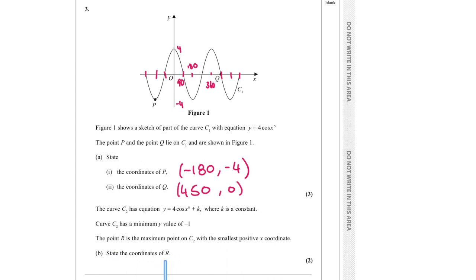Okay, so my maximum with the smallest positive x coordinate. Okay, so this is my only maximum so far here, with the smallest possible x coordinate, because here it's 0. So here, for it to be positive, it is going to be 360, we know that. Okay, so if it's minus 1, if this is minus 4 and it's shifted up to minus 1, what we've done is we've moved it up 3, so my k must be 3. So that means if this is 4, we add 3, we're going to get 7. So nice and easy, 5 marks really.